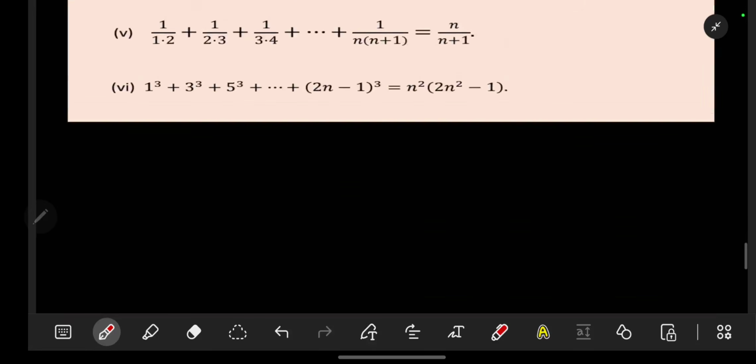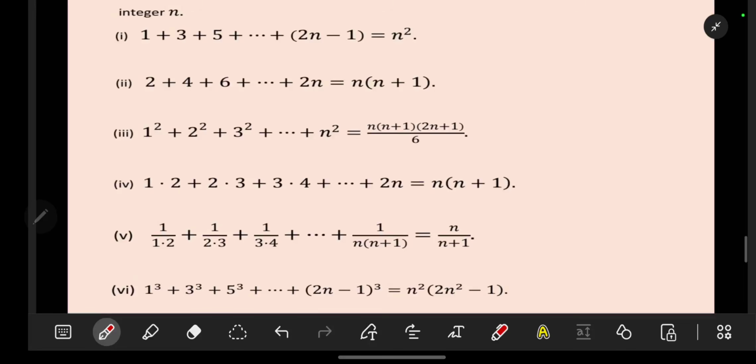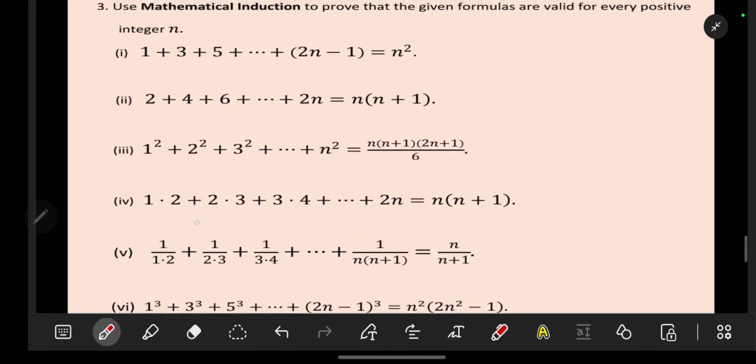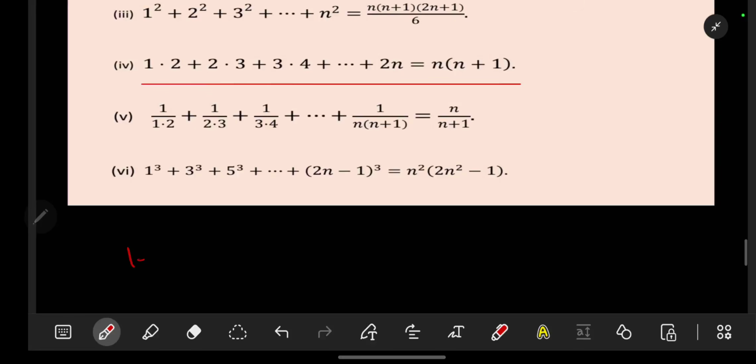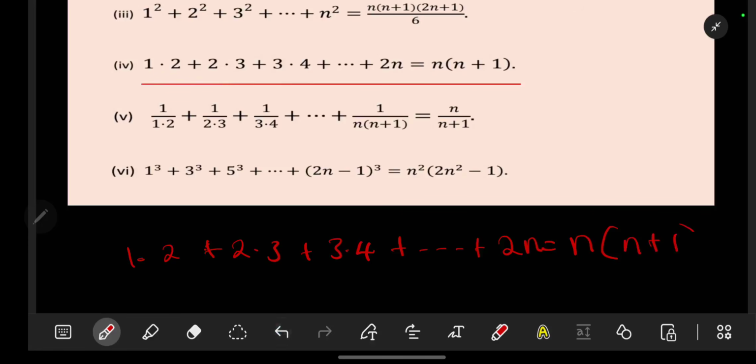We already have one here. Okay, yeah, let's just use this one. So taking this other equation, what are we going to do? So we have our 1 dot 2, dot means multiplication, plus 2 dot 3 plus 3 dot 4 plus our dots plus 2n should be equal to n, open brackets, n plus 1.